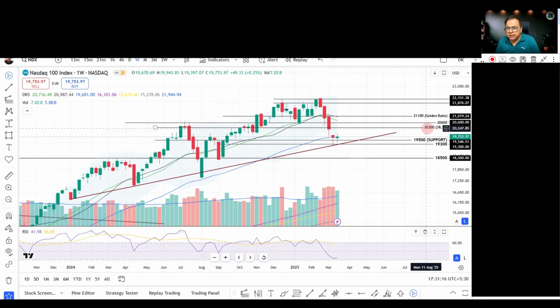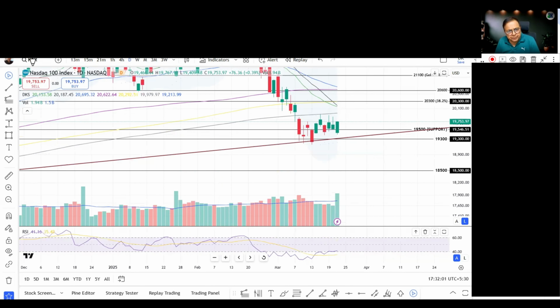Where is the potential resistance? If we do the retracement analysis of this corrective wave, 38.2% retracement level comes at 20,300, and it is a support area. So 20,300 to 20,600 is the immediate resistance area or supply area, and then it will face a resistance at 21,100, which is nothing but the golden ratio with a confluence of EMA 21 and volume weighted moving average 21 period.